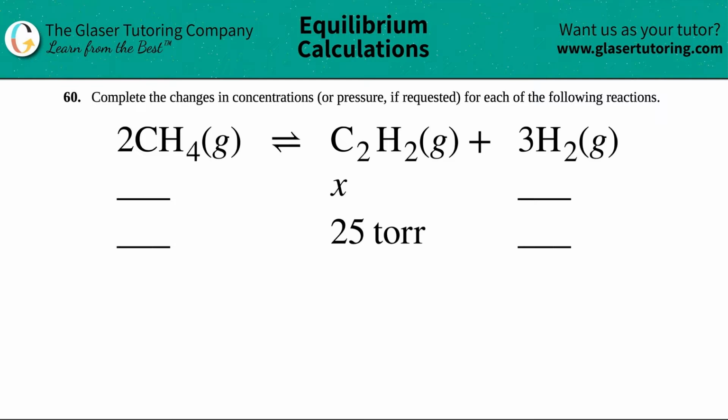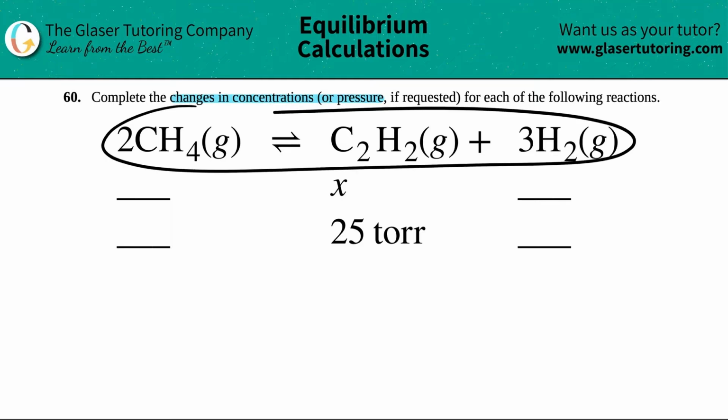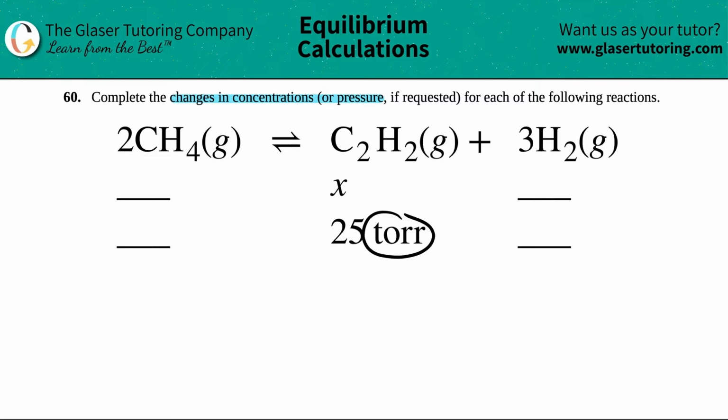Number 60, complete the changes in concentrations or pressure, if requested, for each of the following reactions, and then we have this one out of the bunch. So we have to find out the changes in the pressure, because I see that I have torr here, for 2CH4 gas, which comes to equilibrium with C2H2 gas plus 3H2 gas. Now, remember guys, torr is a unit of pressure. So just memorize that. Anytime that you see torr, you are talking about pressure values.